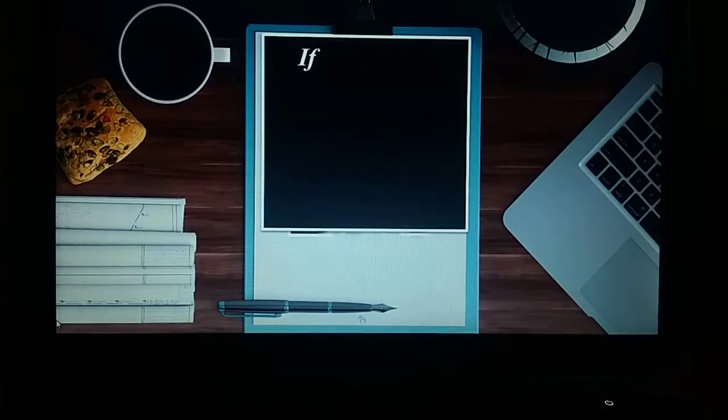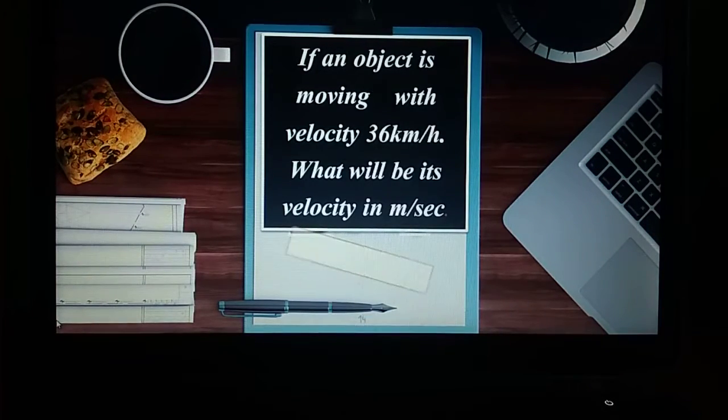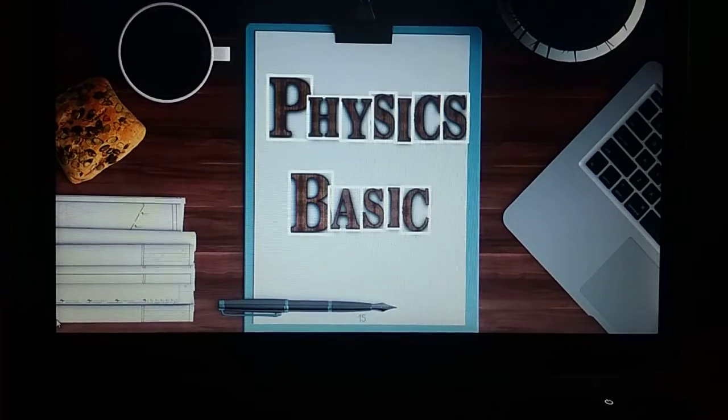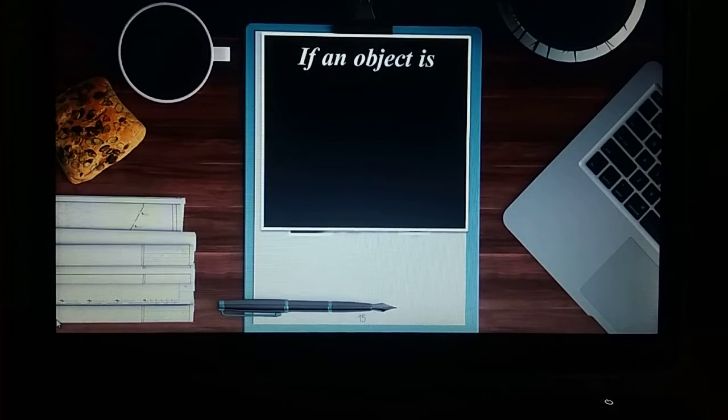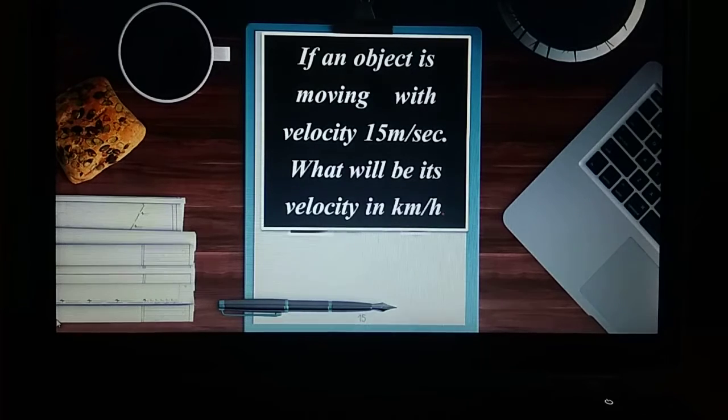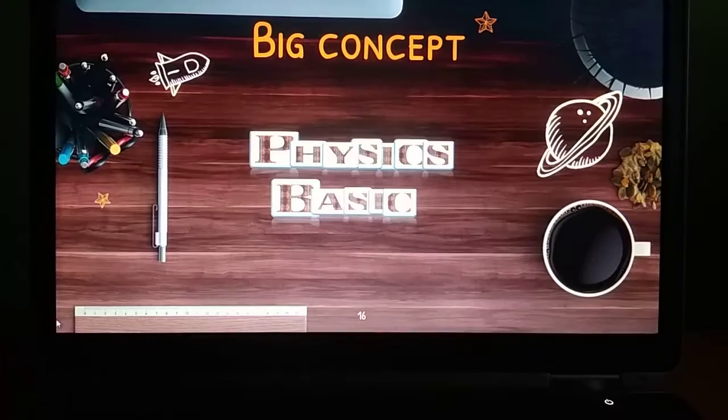Now try it. If an object is moving with velocity 36 km per hour, what will be its velocity in meter per second? 36 into 5 by 18, that is 10 meter per second. And similarly, if an object is moving with velocity 15 meter per second, what will be its velocity in kilometer per hour? So here it is 15 into 18 by 5, that is 54 km per hour.